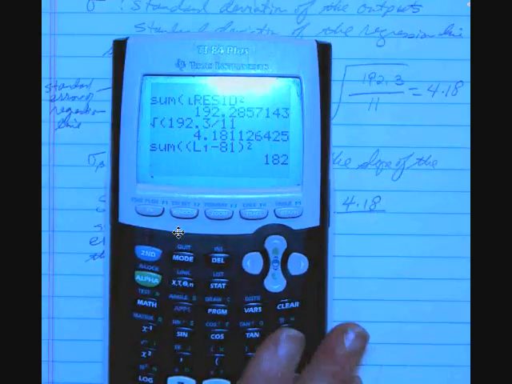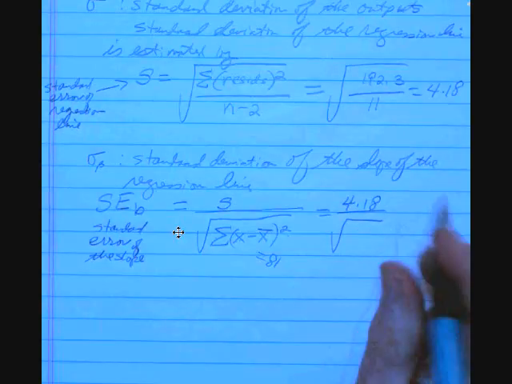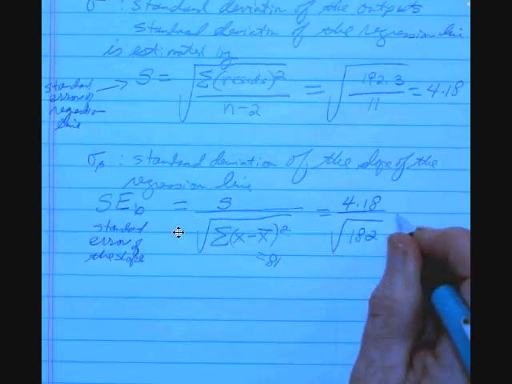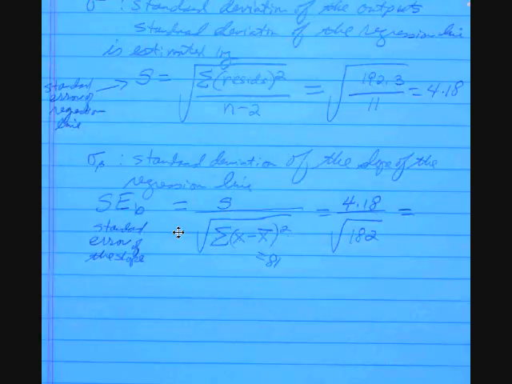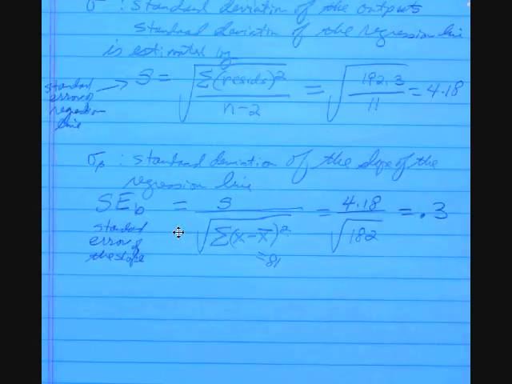Okay. Here's what I didn't do last period, is take the square root of that number. All right. The standard error of the slope is going to be S divided by that. Those would be the deviations from the mean of the inputs. And you get, I get 0.3098. Okay to call that 0.3? All right.